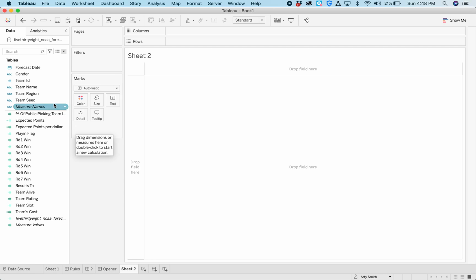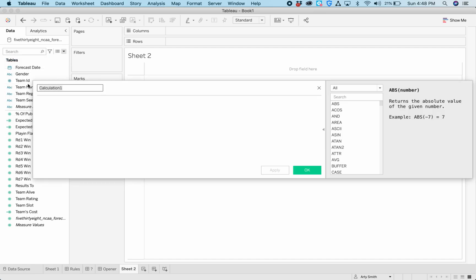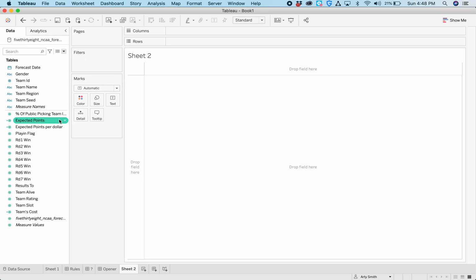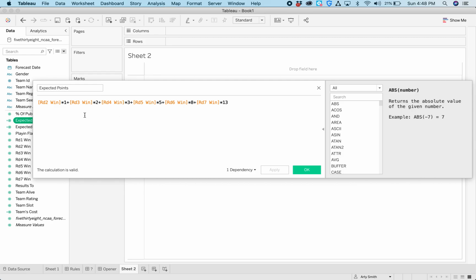Okay, now the way that this is going to look here, we're going to need to do a calculated field. Okay, so I would create a calculated field and name it expected points. Okay, now I've already created this, and I'm going to show you what mine looks like. Okay, here's what I did.